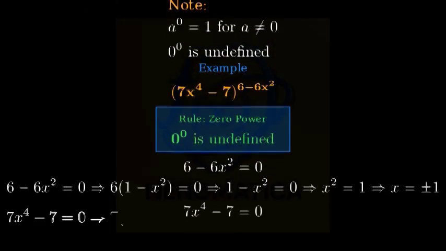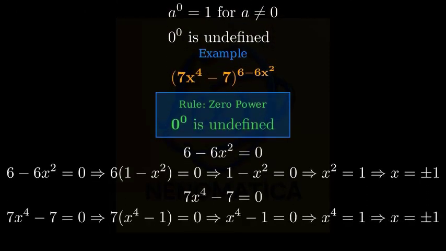Next, let's find where the base 7x to the power of 4 minus 7 equals 0. We can factor out 7 from the left side, giving us 7 times x to the power of 4 minus 1 equals 0. Dividing both sides by 7, we get x to the power of 4 minus 1 equals 0. Rearranging, x to the power of 4 equals 1. Taking the fourth root of both sides, we get x equals plus or minus 1.